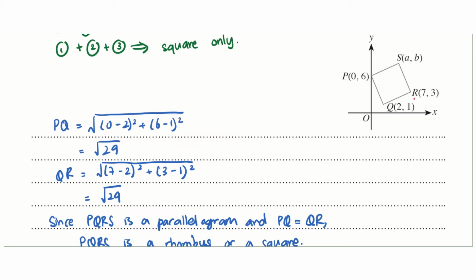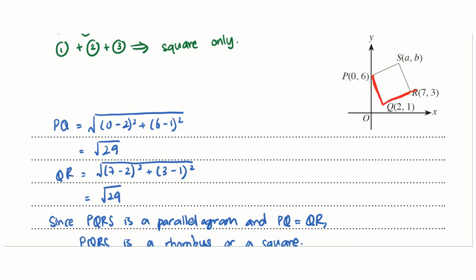Back to this question where we are given this diagram, and we already found the coordinates of S. We will first find the length of PQ as well as the length of QR. We find that PQ is square root 29 and QR is square root 29. I kept them as exact values so that it is easier to deduce that they are definitely equal, rather than relying on a truncated figure, which may just be equal by chance. You don't want that to happen.